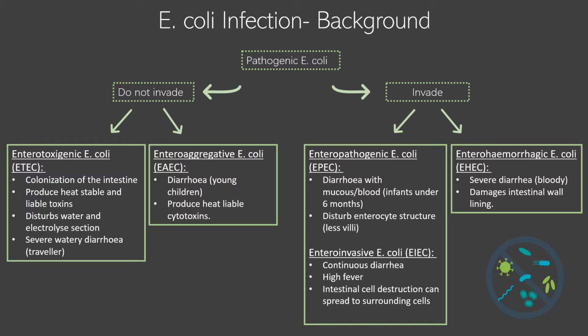There are different pathogenic strains of E. coli that can be divided into 2 groups, invasive and non-invasive, where each one causes different symptoms and levels of infection. On the left-hand side, the strains that attach but do not invade include enterotoxigenic E. coli and enteroaggregative E. coli. On the right-hand side, 3 other main strains that are invasive include enteropathogenic E. coli, enteroinvasive E. coli, and enterohemorrhagic E. coli.